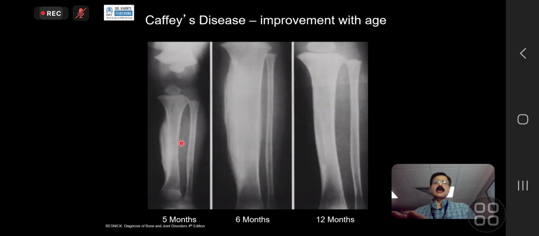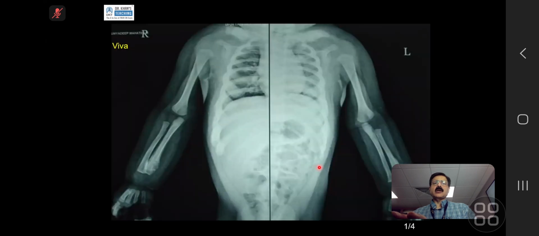That's very good. So this is Caffey's disease, in which serial radiographs show you how it has become normal, with a bit of modeling deformity. Otherwise, it has become normal in serial radiographs. Another example where we can see that there is periosteal reaction, clavicle, stretch of imagination. Something is happening here.